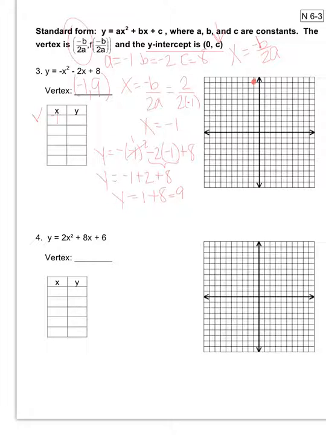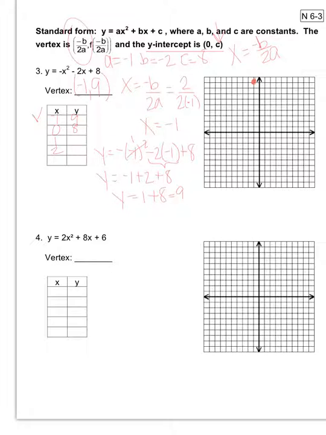So negative 1, 9. Okay, so I'm always choosing 3 x values that are either larger than negative 1 or smaller than negative 1. It doesn't matter which way you go. Okay, so I'm going to use 0, 1, and 2. We should already know the 0 one because that's your y-intercept, and remember at the top we said that was our c. So if we plug in a 0, we're going to get an 8, because that was our y-intercept up at the top, in standard form.